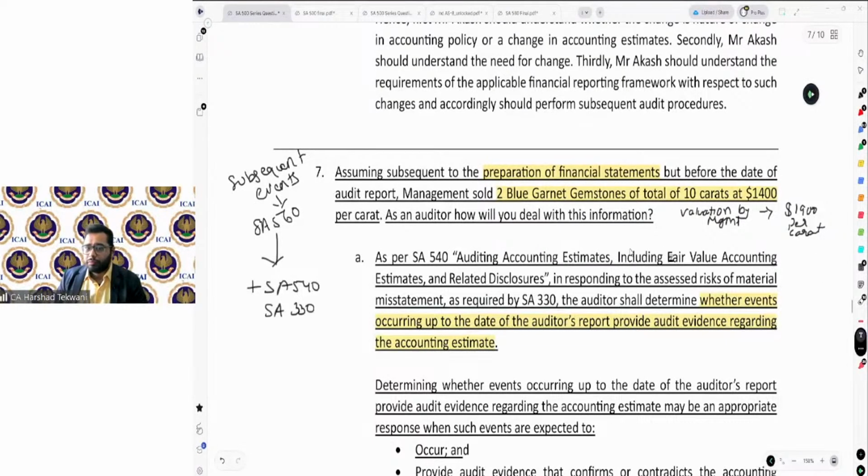Clear? Any doubt? Any doubt about how the auditor will deal with this information?